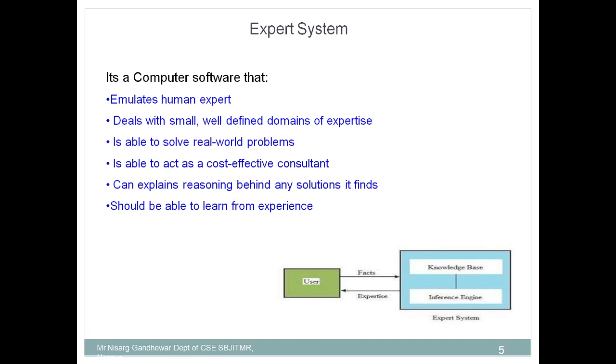It can explain the reasoning behind any solution; it finds the reasoning, what is the cause behind that, and it should be able to learn from experience. Machine learning is that particular AI concept which gives the machine the ability to learn on its own from experience. But I can say that an expert system never replaces the human being 100%. Though we say that an expert system tries to emulate expert, human domain specific knowledge, we can't say that 100% we try to replace the human.